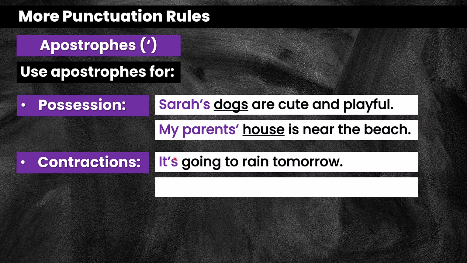And we also use apostrophes to form contractions. For example, it's going to rain tomorrow. It's is a contraction for it is. It is going to rain tomorrow. So rather than writing it is, we can make this shorter by pushing it together and adding an apostrophe to replace the I. It's going to rain tomorrow. She doesn't want to study tonight. Doesn't is a contraction for does not. So the apostrophe replaces O, and this makes one word.